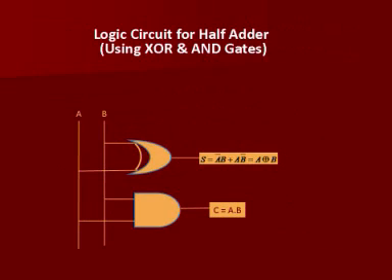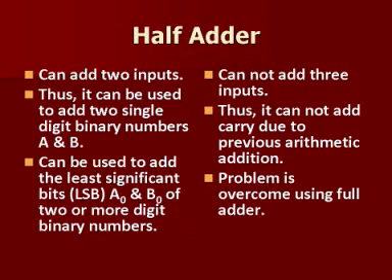Since the Boolean expression for sum S is the same as the output of a 2-input XOR gate, we can easily redraw the circuit using XOR gate and AND gates only. We have seen earlier that two binary bits A and B can be added using a half adder. Now, being a 2-input device, half adder cannot add 3 inputs. Therefore, it can be used to add either two single-digit binary numbers A and B, or the least significant bits, that is LSB, A0 and B0 of 2 or more digit binary numbers. This problem is overcome using full adder.